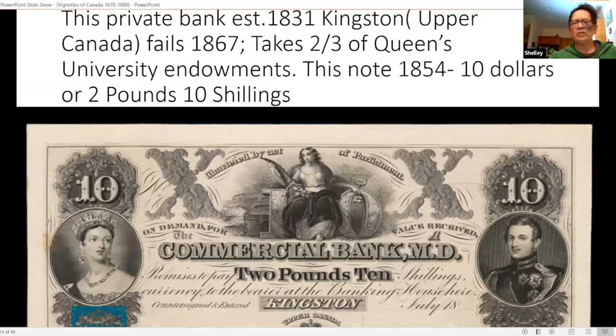This is an interesting private bank that was part of the Family Compact. And the reason why I've included this is the commercial bank, 10 pounds, 10 shillings, or $10, because it fails when Canada becomes a country in 1867. Queen's University, which is one of the more prestigious universities in Canada, had 2/3 of its endowments with this bank that went bankrupt.